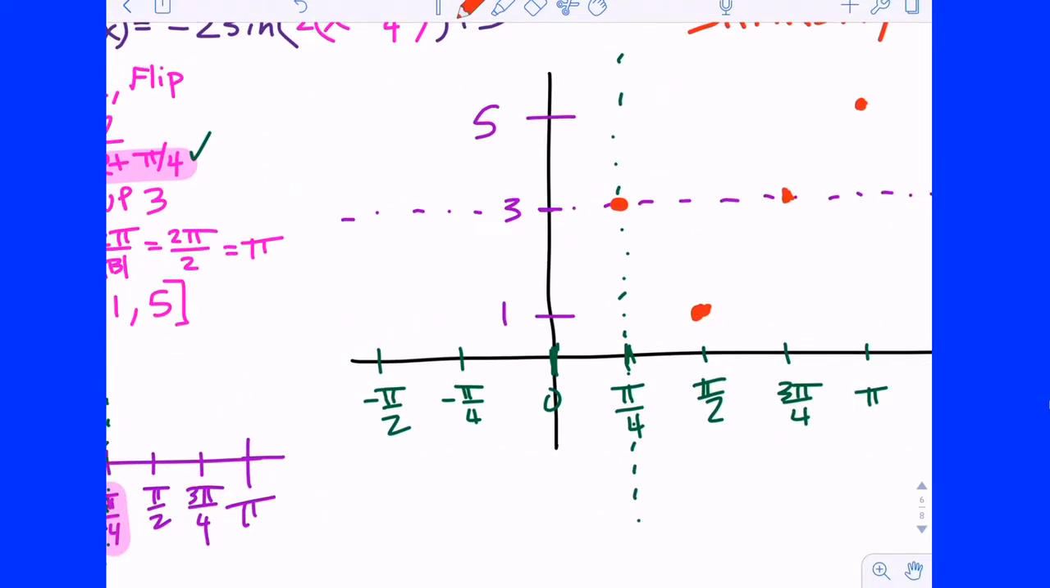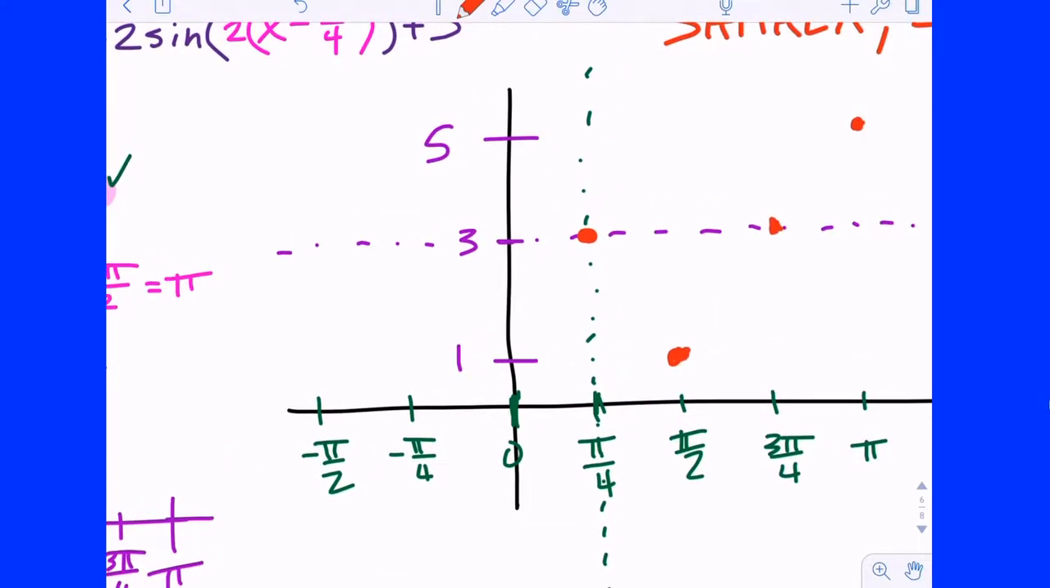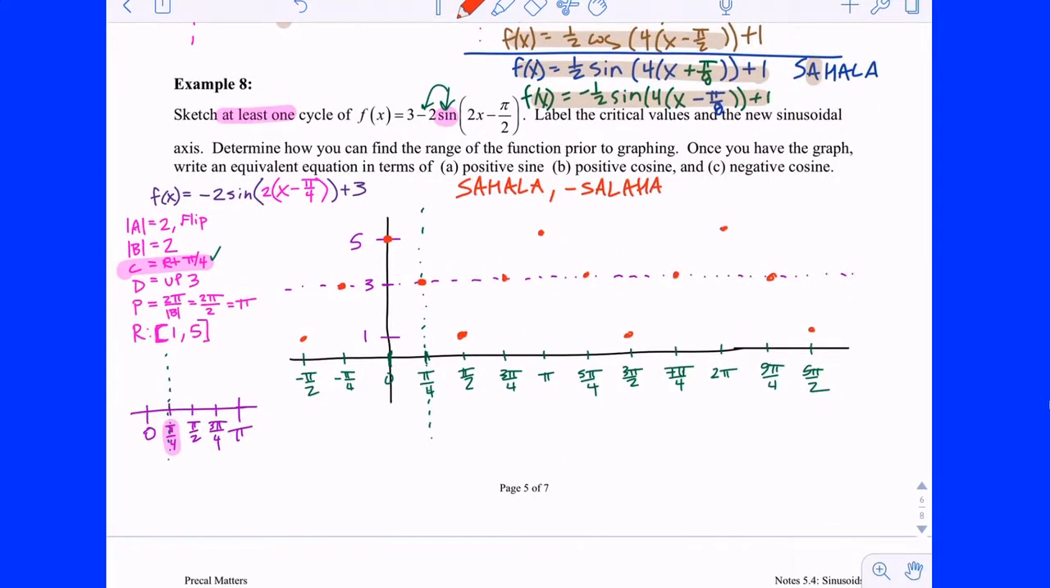And don't forget, is 0 a critical value? It is. It's real easy to kind of skip 0, but in this case, it is a critical value, so you want to put it there. It won't always be a critical value, as you'll see shortly. And once you have all your dots there, then it's just to connect the dot party.